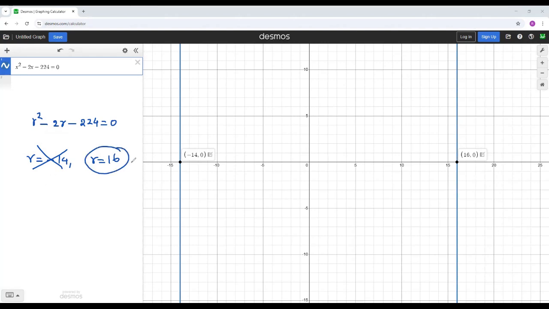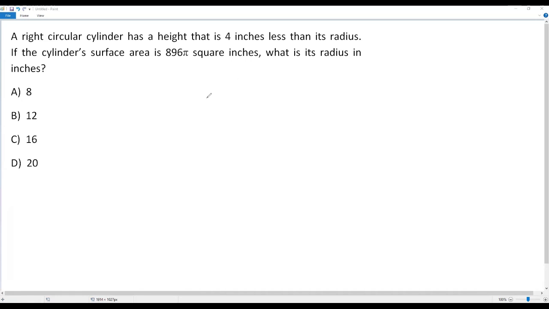Now we can go to the original question. Here we have the original question. In the Desmos graphing calculator, we got the value of r, that is r equals 16. Actually, r represents the radius of the cylinder. So the radius of the cylinder is 16 inches. And we find this 16 in answer choice C. The correct answer choice for this question is C.